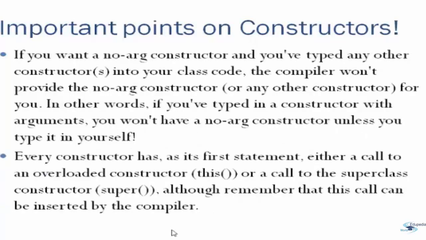Now, if you want a no argument constructor and you have typed another constructor in your class, the compiler will not provide a no argument constructor. So this is also something we have seen. In other words, if you typed in a constructor with arguments, you won't have a no argument constructor unless you type it yourself. You have seen that when we typed the argument constructor in the product class and we were not having a default constructor, and we were trying to create an object without any argument, it was giving us an error.